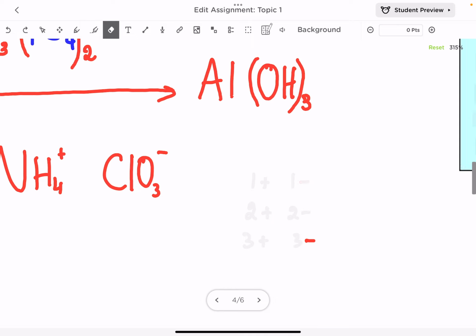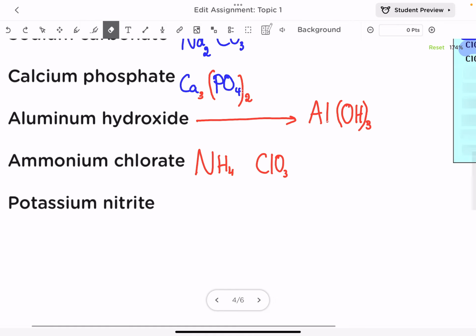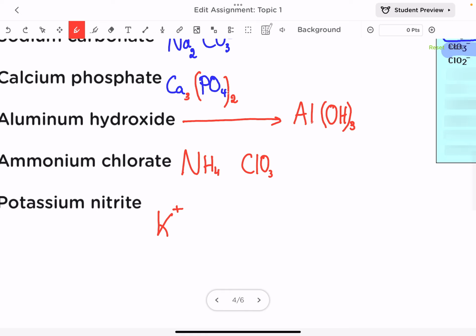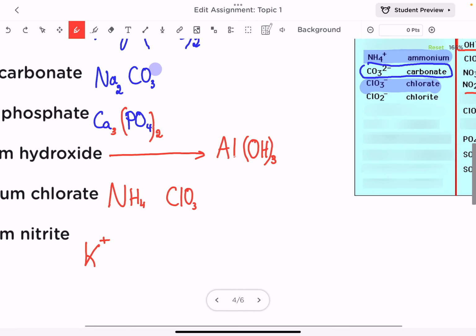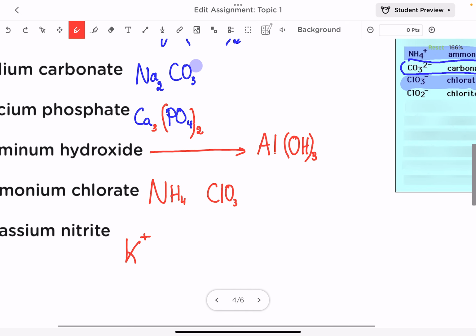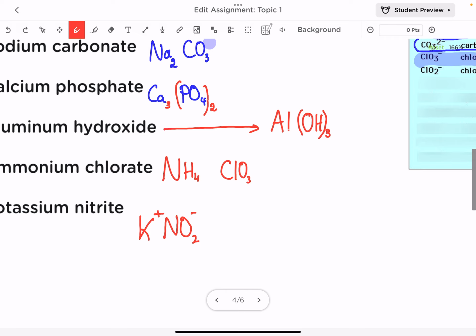So now my final formula is NH4ClO3. That's it. Another example, potassium nitrite. Here's the potassium and here's the nitrite. NO2, 1 minus. Since I have a positive and a negative, I'm just going to ignore the charges, erase them, and my final answer is KNO2.